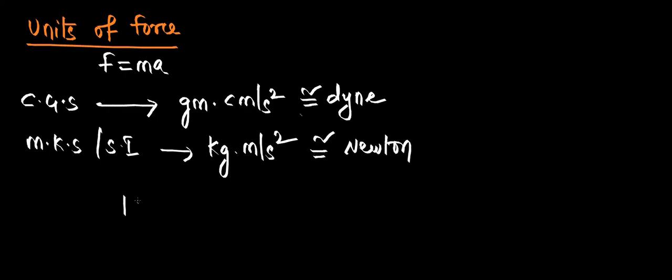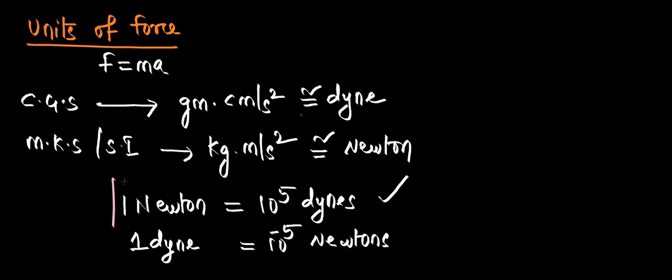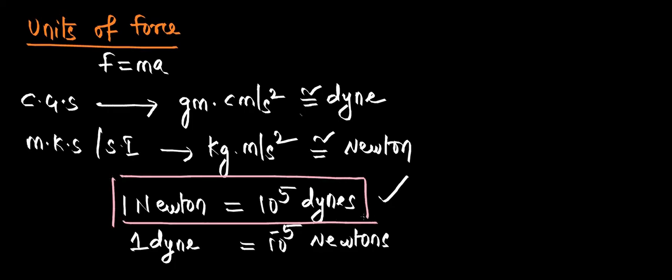Now this is important. What is the relation between the CGS and SI unit? 1 newton is 10 to the power of 5 dynes. Now what about 1 dyne? 1 dyne is equal to 10 to the power of minus 5 newtons. Okay, you remember this enough. And what else is important? It's about impulse. Are you clear with this, Gautam? So far, any doubt? No doubt, ma'am.